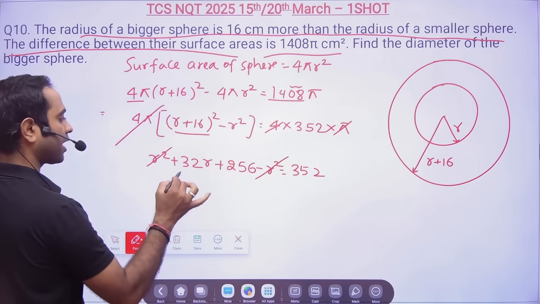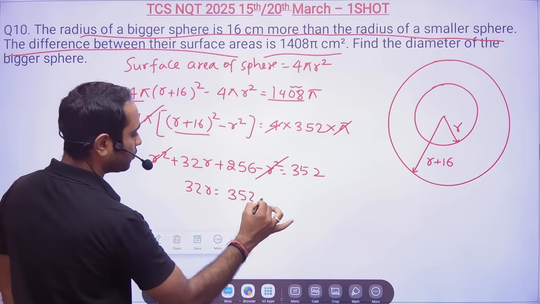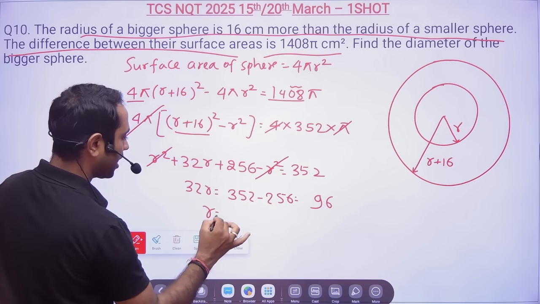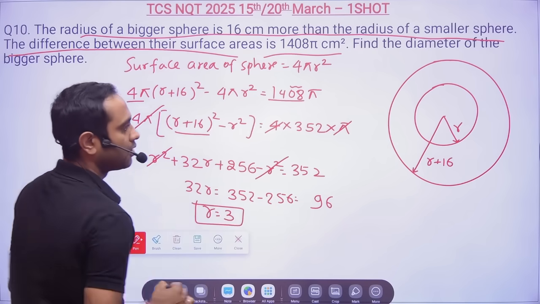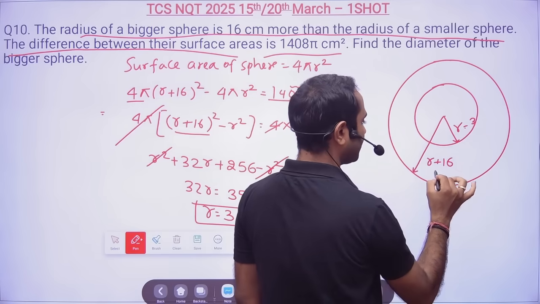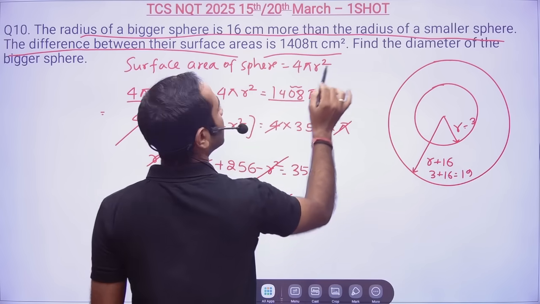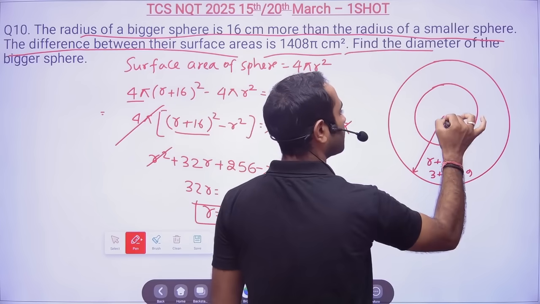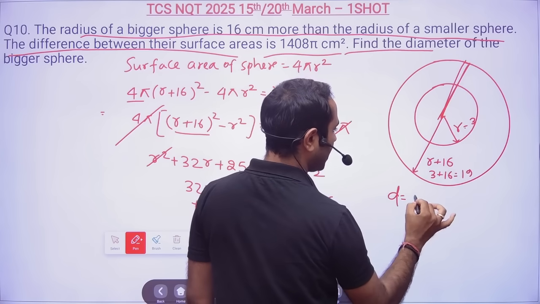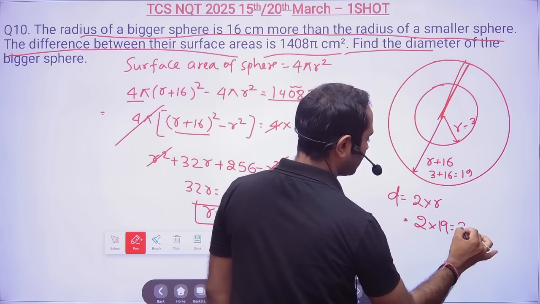r square and r square cancelled. 32 of r is equal to 352 minus 256, which is nothing but 96. So r will be equal to 3. Okay, fine. That means my smaller radius is 3 and my bigger sphere radius is 3 plus 16, which is 19. Now what are they asking? They're asking to find the diameter of the bigger sphere. Diameter means this complete thing, which is just twice the radius. So diameter will be 2r, so 2 into 19 will be 38 centimeter.